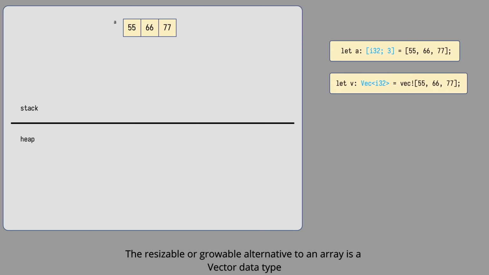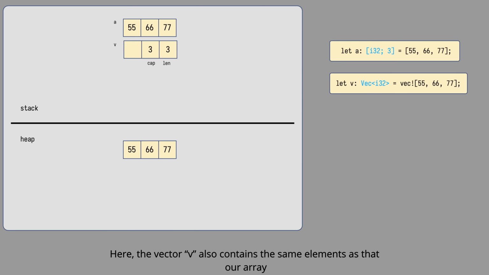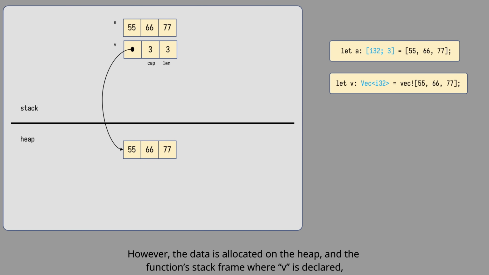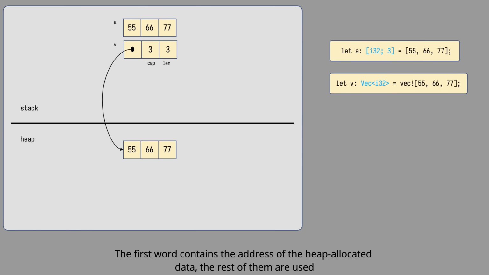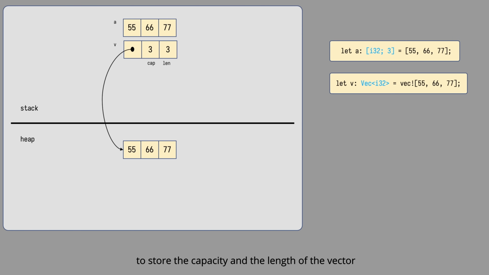The resizable or growable alternative to an array is a vector data type. Here, the vector v also contains the same elements as that of our array. However, the data is allocated on the heap, and the function stack frame where v is declared will contain 3 machine words. The first word contains the address of the heap allocated data. The rest of them are used to store the capacity and the length of the vector.